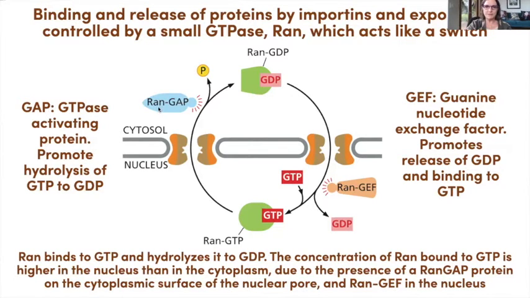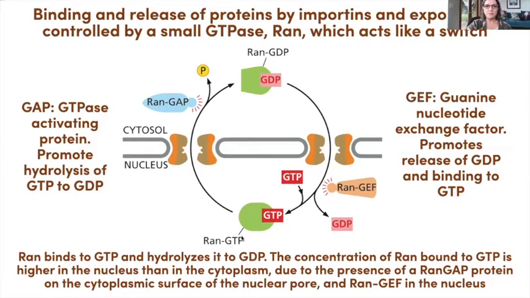So G proteins, this is what's called a small monomeric G protein. G proteins act like switches. They exist typically in two states. They can be bound to GTP, which is similar to ATP, except this is GTP, or they can be bound to GDP. And they are GTP hydrolyzing proteins.